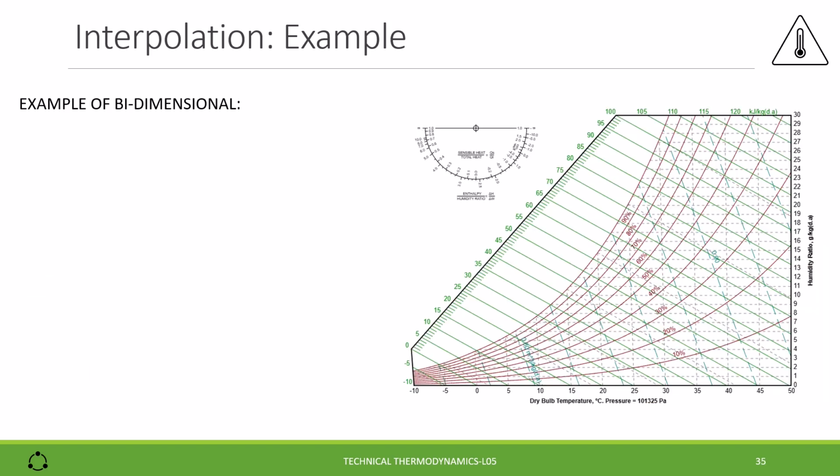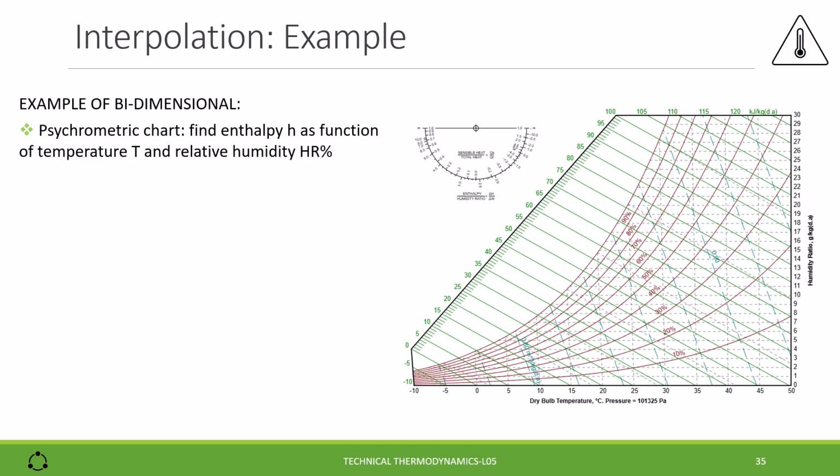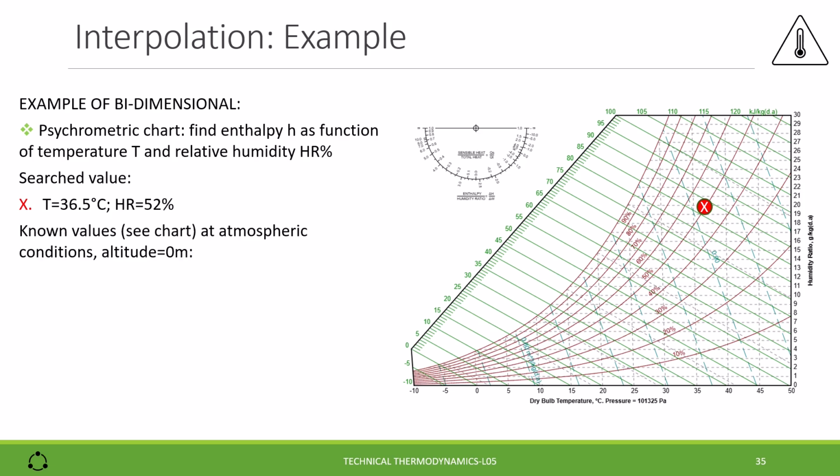Let's do now an example of the bidimensional interpolation. The example is given from the psychrometric chart. The task is to find the enthalpy as function of temperature and relative humidity. The searched value is 36.5 degrees and 52%. The known values are those ones. Point A, temperature 35 degrees, HR 50%, enthalpy 80.80 kJ per kilogram.